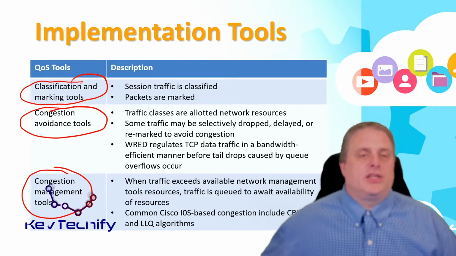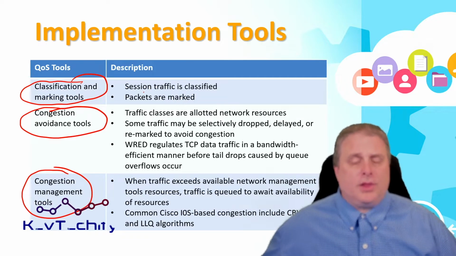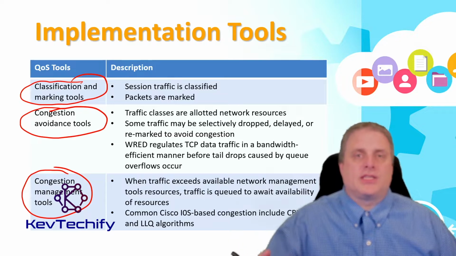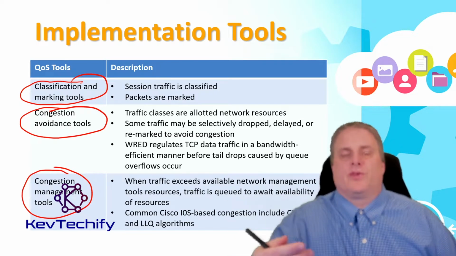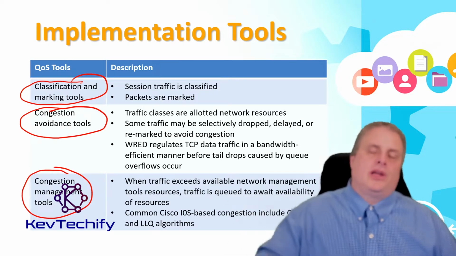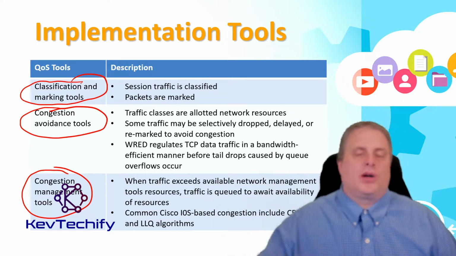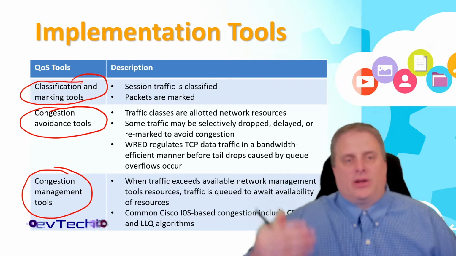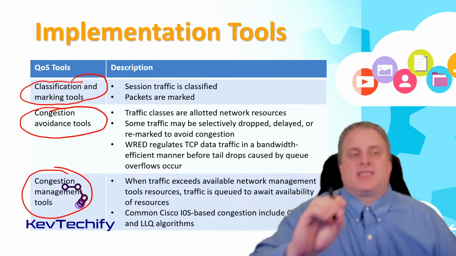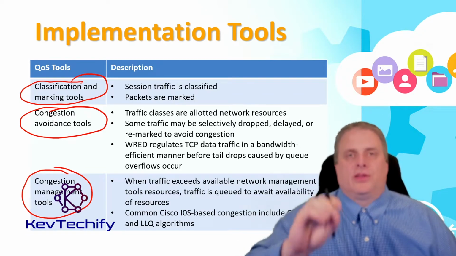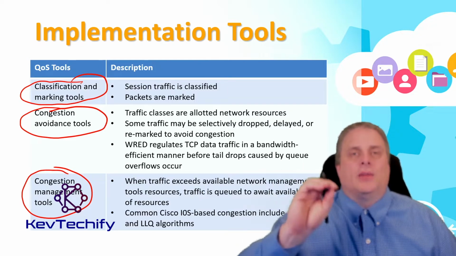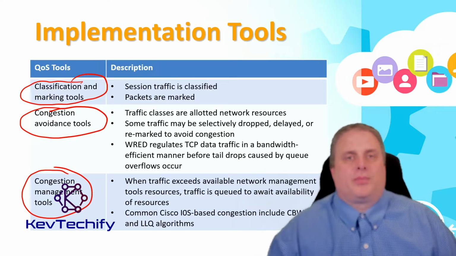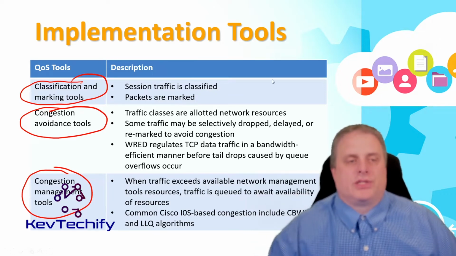Underneath the classification and marking tools, this is where a session is classified. This is where you set up your classes. This is where we say, okay, this is voice, this is video, this is high priority, this is financials, this is medium priority, this is web traffic and email, low priority. The packets here are also marked. So in the frame header, in the packet headers, we go in there and we mark it for high or whatever the quality of service is.